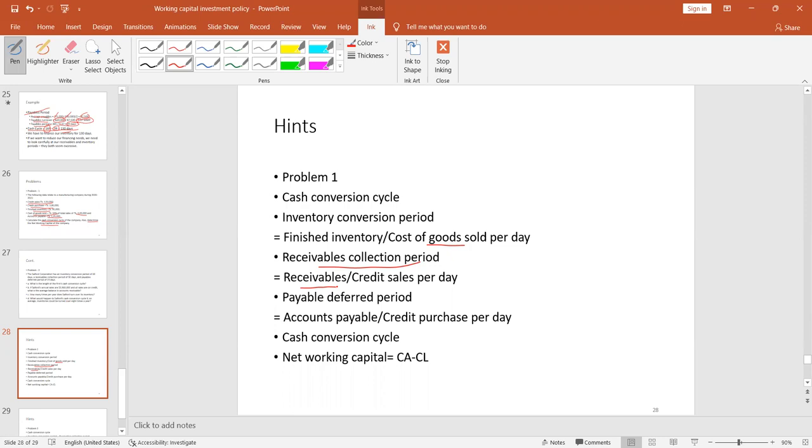Now, the receivables collection period. How can you calculate it? Receivables divided by credit sales per day. Are you given the total credit sales, or only that part of sales which is on credit? In our previous problem, the total sales and credit sales were both the same. So here you are given credit sales. Receivables are always related to credit sales. You don't need to think about cash sales.